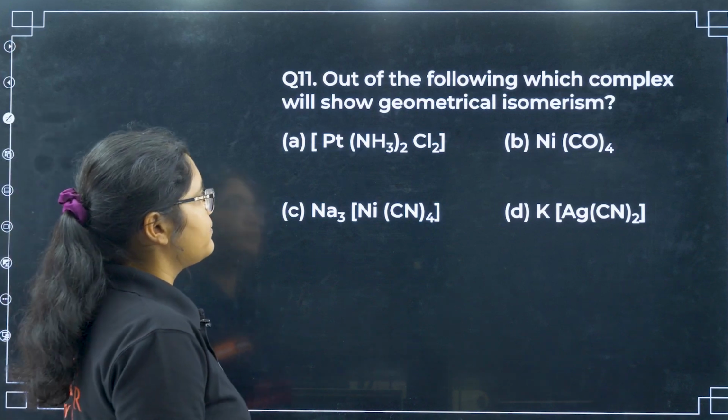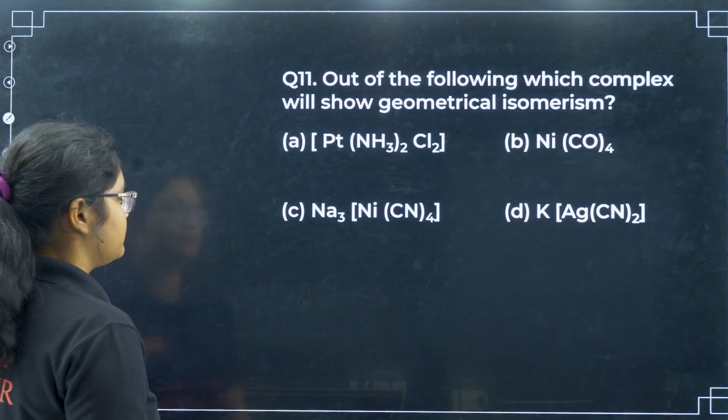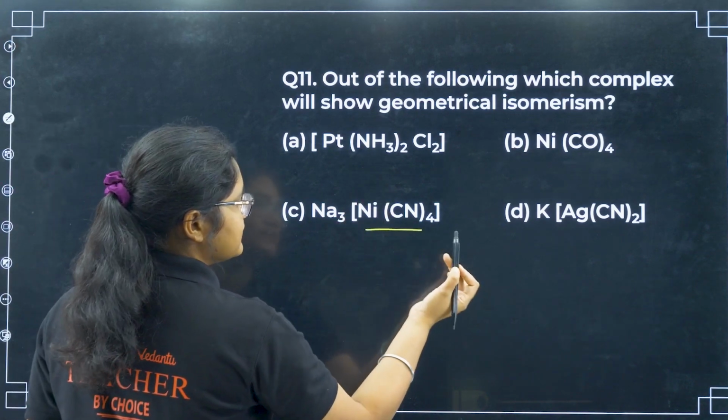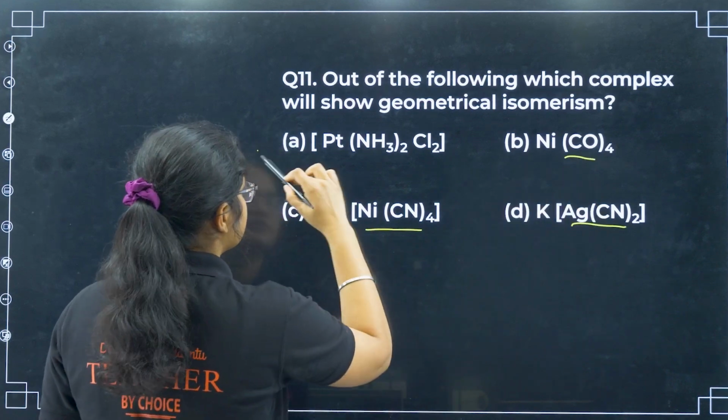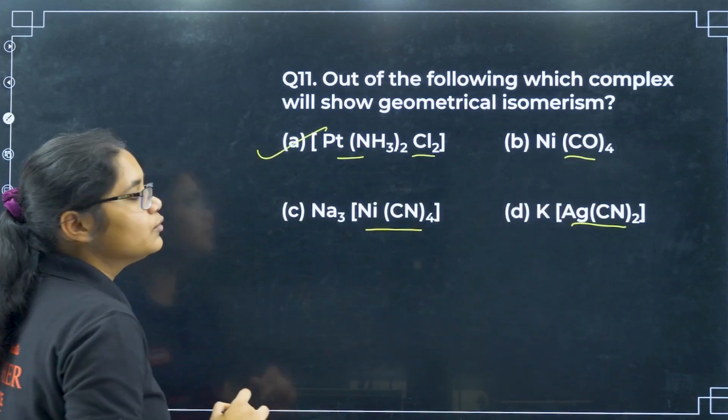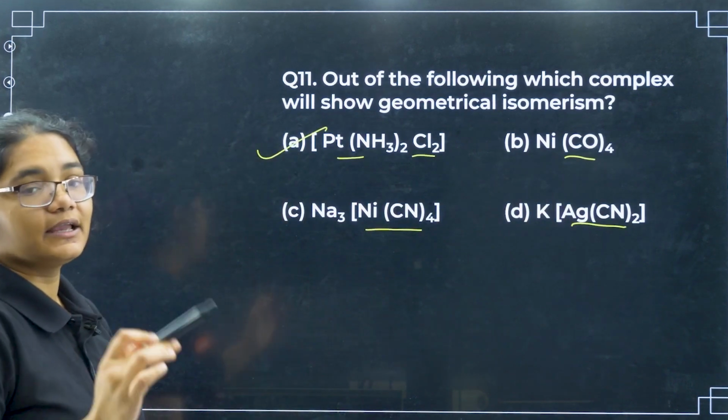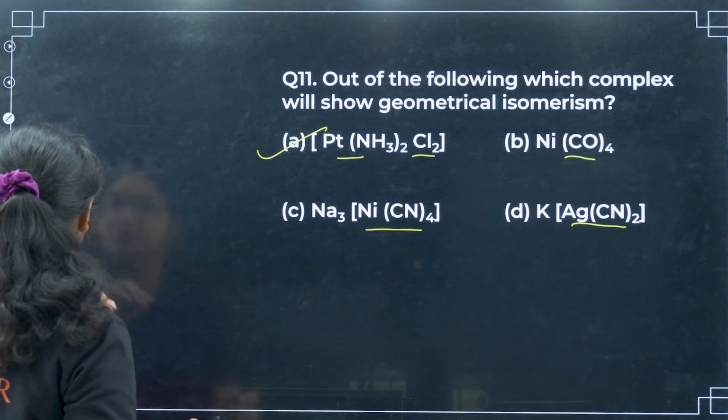Next, which of the following complexes shows geometrical isomerism? So for geometrical isomerism, here all the ligands are same, here also, here also. So these all will not show. Here we have two types of ligands, so they can show both cis and trans geometry.